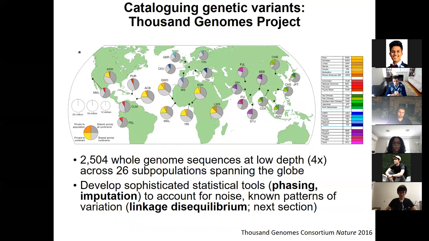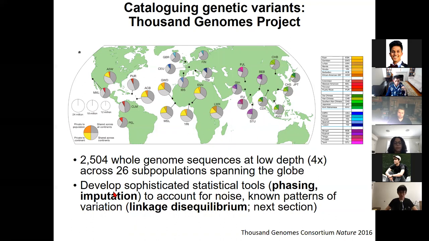So using this calling for both whole genome sequencing and exome sequencing, the 1000 Genomes project has cataloged 2,500 whole genome sequences at low depth. This is 4x instead of 30x, which would be high depth, across 26 subpopulations spanning the globe. So for example, in Kenya, in Finland, in Central European populations, Mexican, Han Chinese, Japan, and so on.